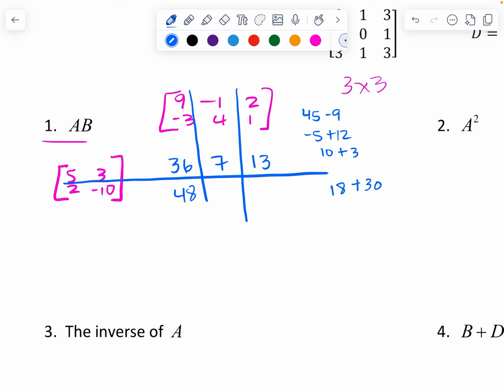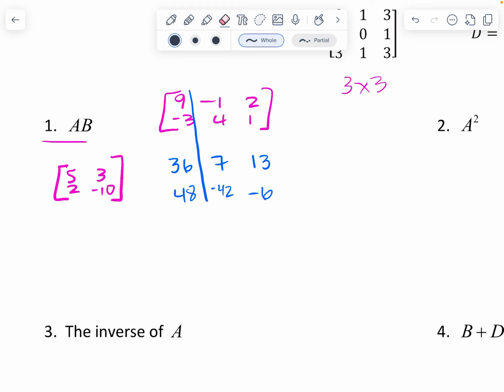And then I'm going to take 2 times negative 1, which is negative 2, minus 40, so negative 42. And I'm going to take 2 times 2, that's a 4, minus 10, so a negative 6. Okay, so I'm going to erase my extra work right here and maybe my extra lines, and there's my answer.